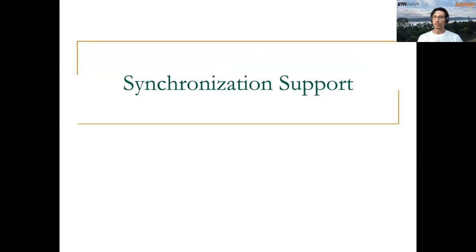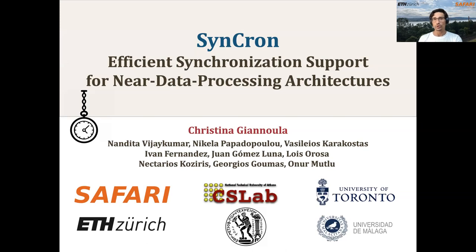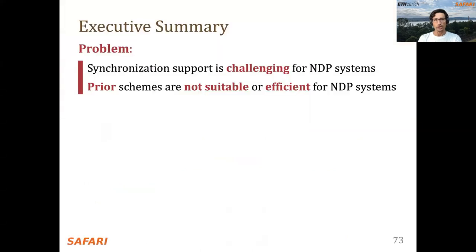Very related with memory coherence is also synchronization support. Observe that in processing in memory systems, we typically have multiple cores or multiple processing in memory engines, and it's also common that in these processing in memory cores, we have several threads running at the same time. So these threads, especially in some of the applications that at least in principle are good targets for processing in memory, require synchronization. And there was no thorough analysis and no interesting proposal to support synchronization in processing in memory systems until SynCron, presented at HPCA 2021.